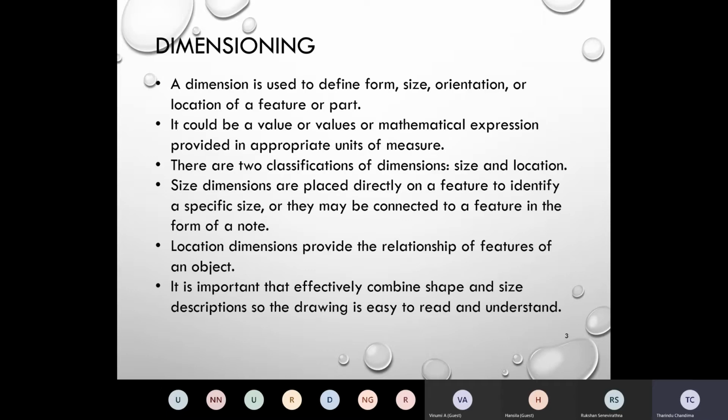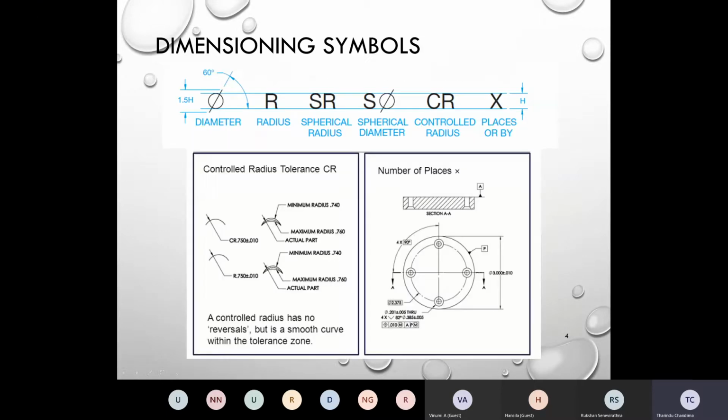So I'll do a little bit of recap from day 7. We discussed the dimension. We defined what the dimension is, and then we discussed the two types of dimension, the size and the location dimensions. Then we discussed dimension symbols, most commonly the diameter and the radius symbols.